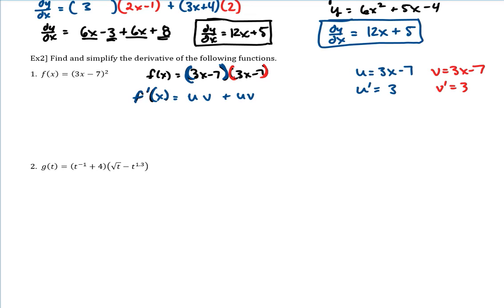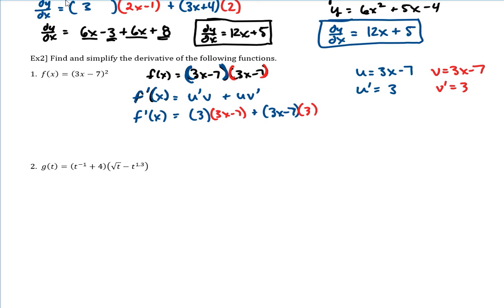And again, this is my quick setup. Just make sure to alternate the u and the v primes. Now I can start plugging all those in. We have f prime of x is u prime, which I can see over there is 3. V is 3x minus 7, so I have it all listed out with my colors. And then plus u, which is also 3x minus 7. And then v prime, I can still see is 3, just like that.